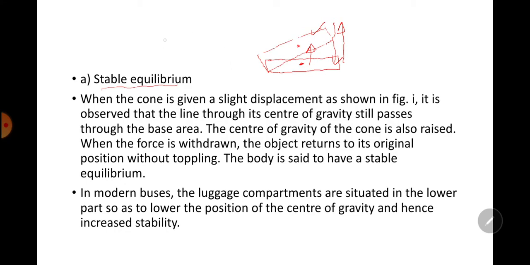When it is slightly disturbed and it returns to its original state, then such a state of equilibrium is called stable state of equilibrium. In modern buses, the luggage compartments are situated in the lower parts so as to lower the position of the center of gravity and hence increase the stability.